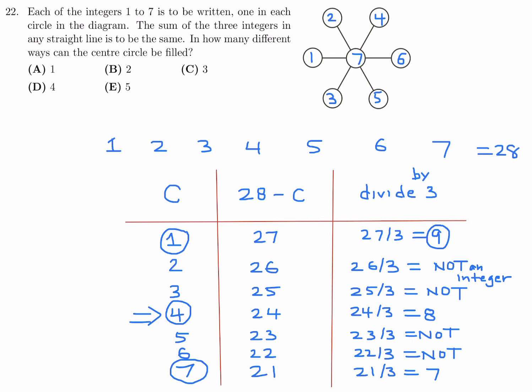So as you can see, there's only 3 ways to put a number in the center, and those numbers are either 1, 4, or 7. So number 22, the answer is C.